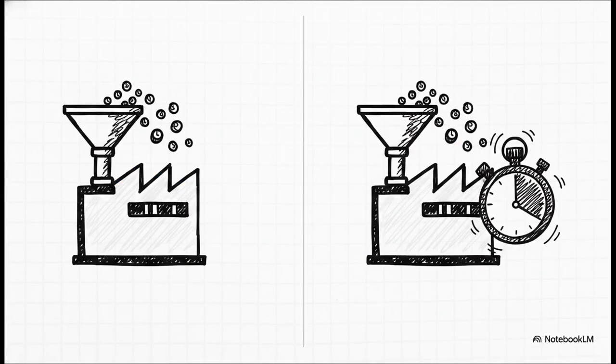Let's start with variable overheads. By definition, these fluctuate right alongside production. So we measure two things. First, the expenditure variance. Did we spend too much per hour worked? We take the standard rate minus the actual rate times the actual hours worked.